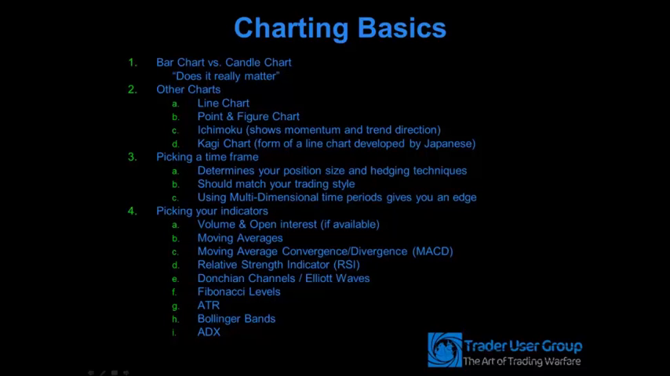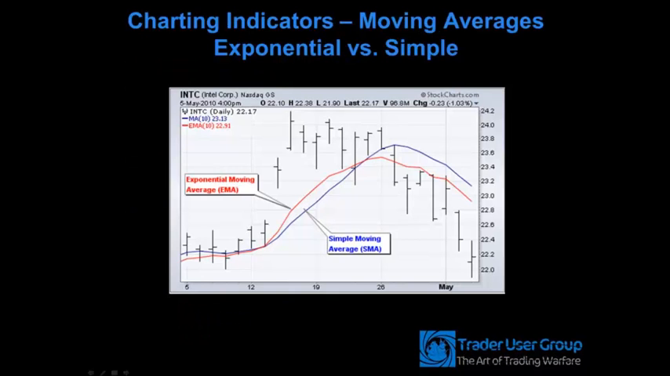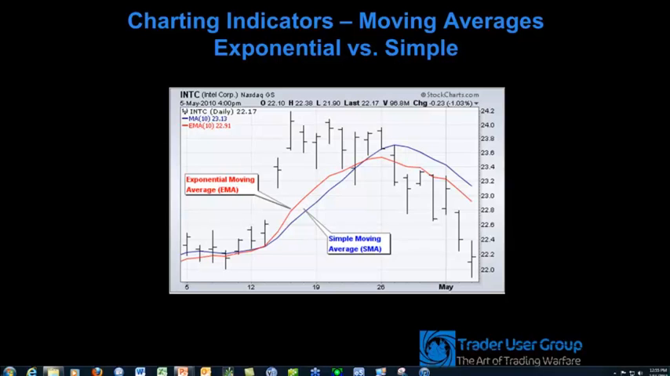We're going to spend some time on the moving averages, the relative strength indicator, and the moving average convergence divergence, or as most people call it, the MACD. Now, first, let's talk about moving averages, and then simple moving averages versus exponential moving averages.